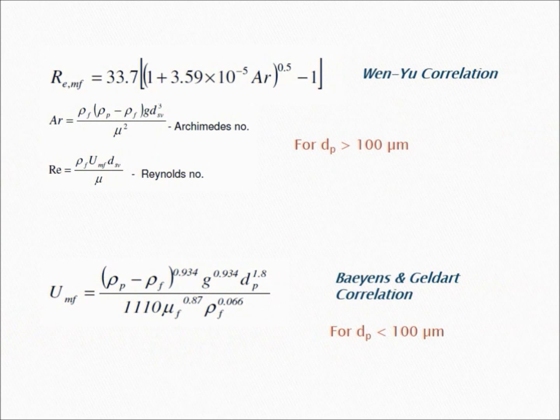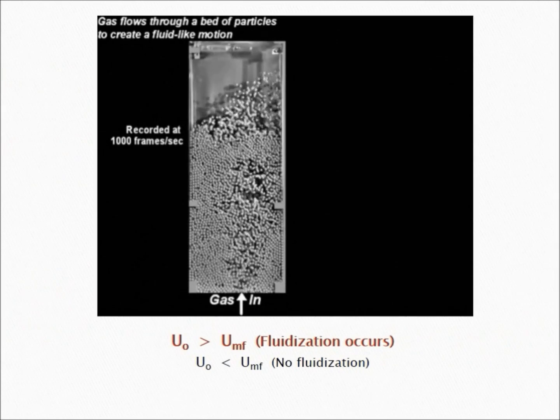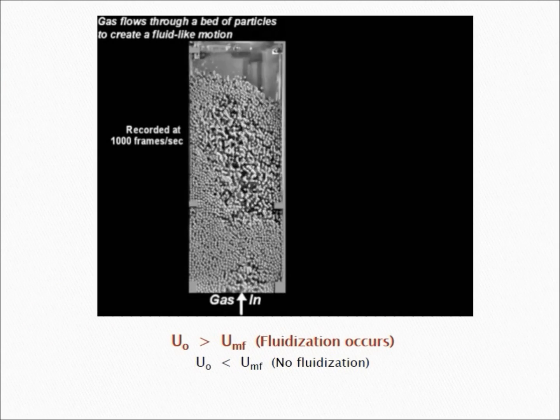To calculate the minimum fluidization velocity, there are 2 ways: the Wen Yu correlation and the Baeyens-Geldart correlation. The calculation is based on the size of the particles within the bed. If the particle is bigger than 100 micrometer, Wen Yu is used. But if it is less than 100 micrometer, Baeyens-Geldart is used. Finally, this is how the process of fluidization can be observed in the dryer.